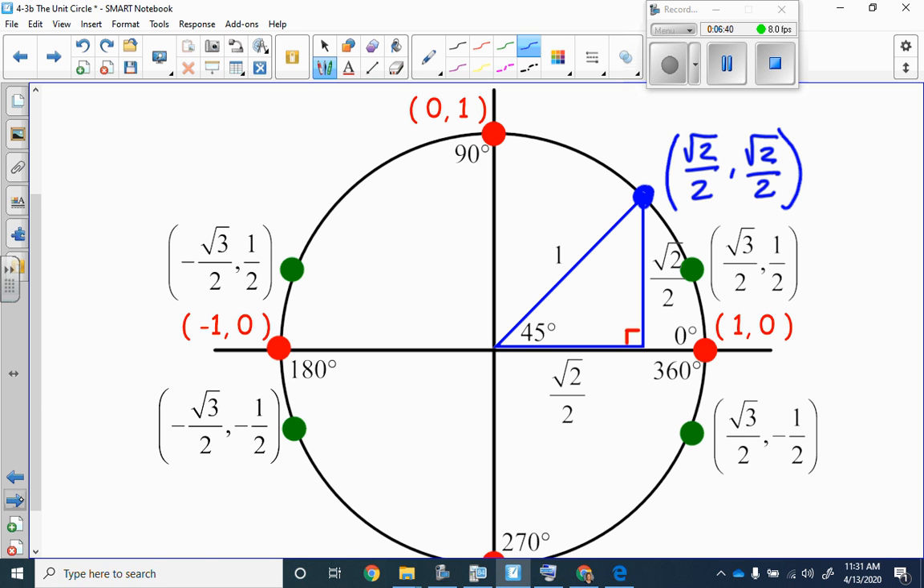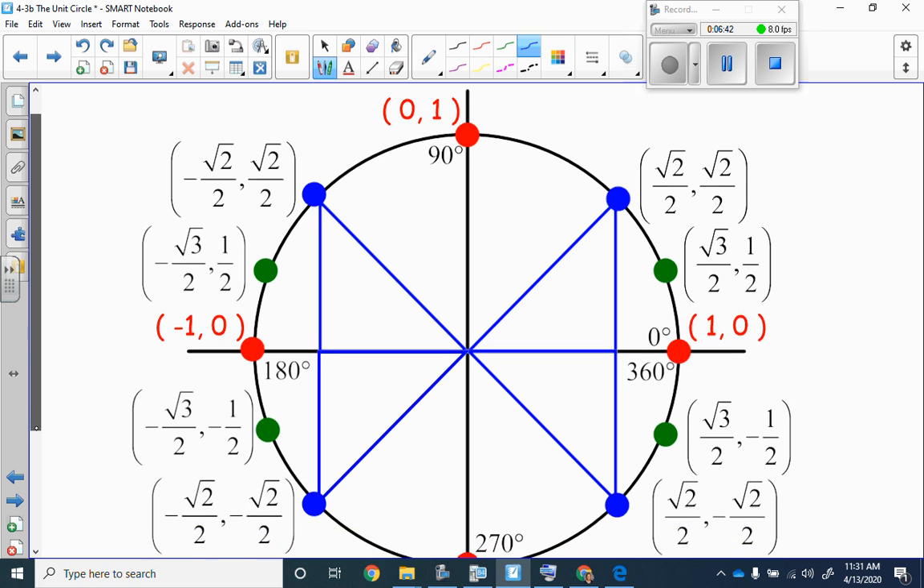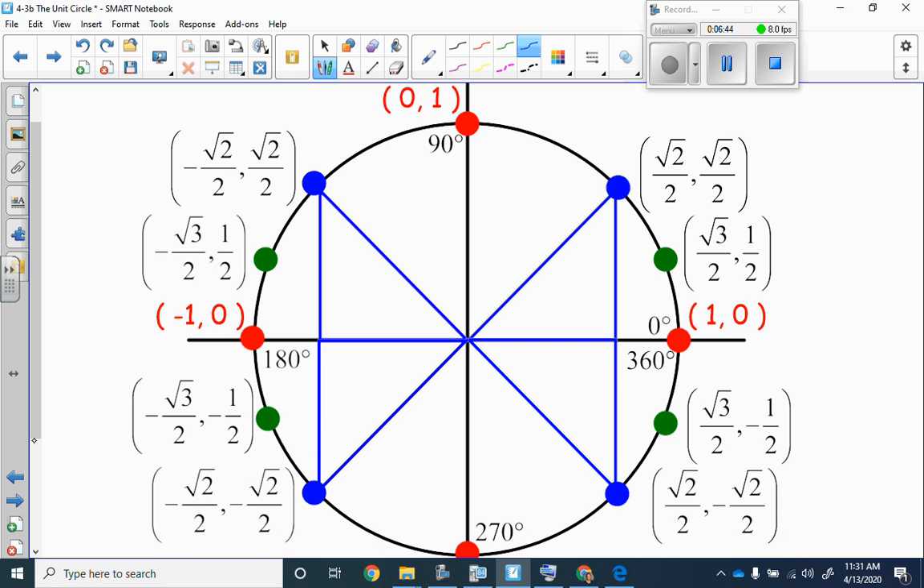Take that same point and now reflect it to the other quadrants. And now you're just going to notice that depending on which quadrant you are in, you have negatives or positives.